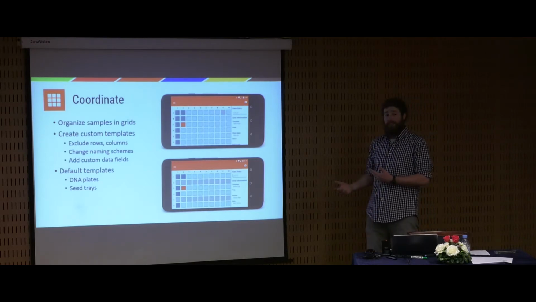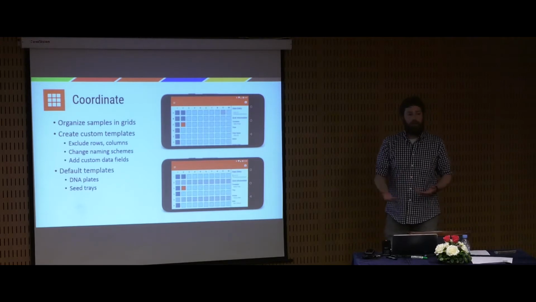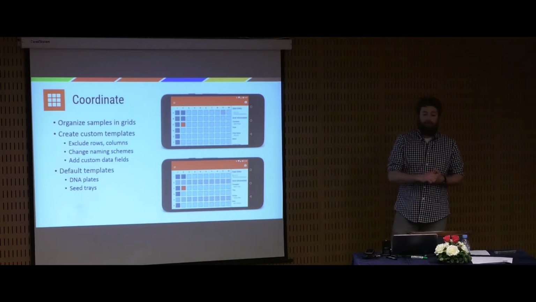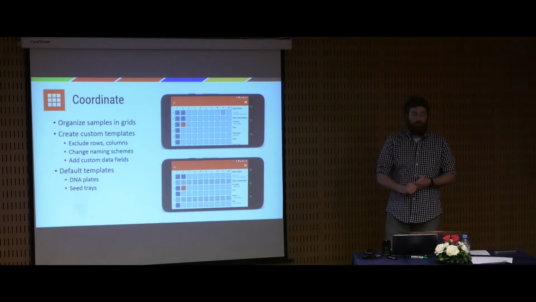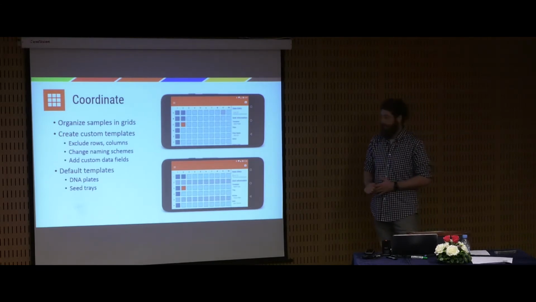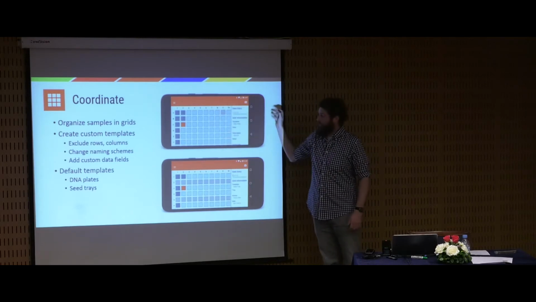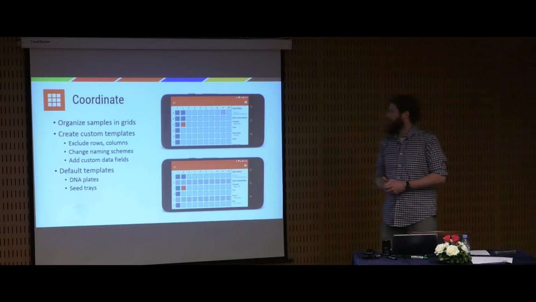We can change the naming schemes, so our columns and rows can be either alphabetically or numerically named. And then we can add custom data fields, so you can collect all the metadata that you're interested in and have that available when you export these grids. So we have two default templates built in. We have our DNA plates, which is this 8x12 96-well plate that everyone uses to collect tissue.